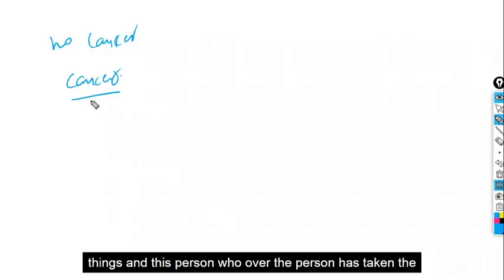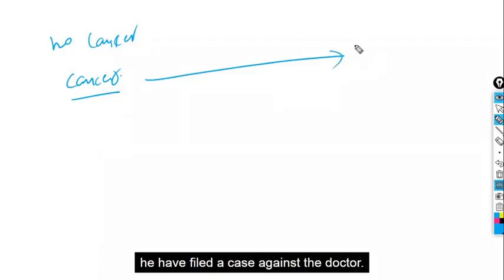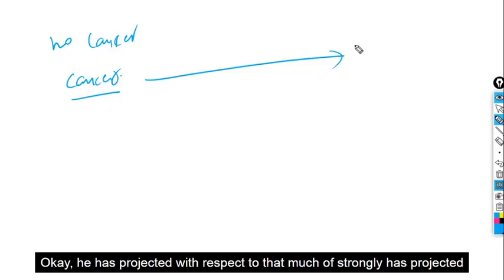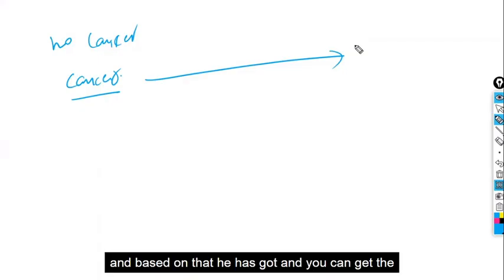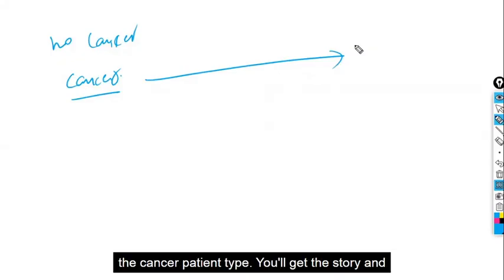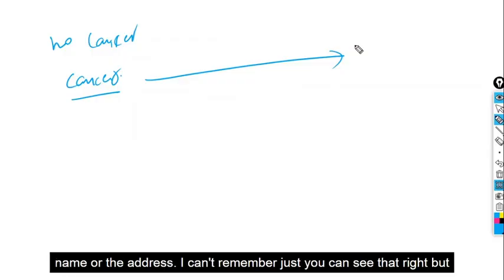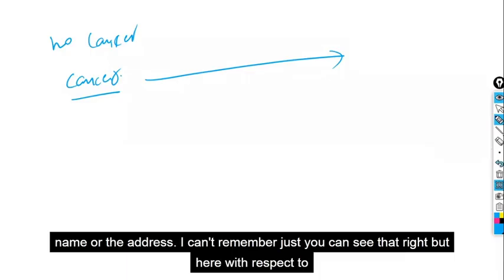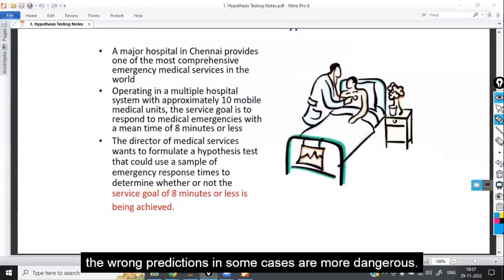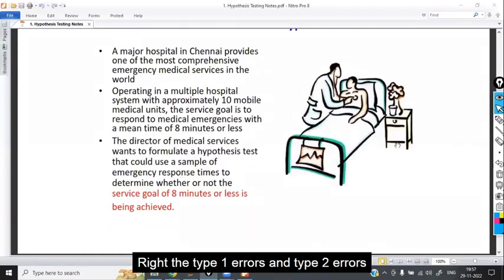This person, who had taken the chemotherapy, went to court and filed a case against the doctor, and he got around 50 crore approximately. He projected his case strongly, and based on that he got it. You can find the story by typing into Google, incorrectly predicting cancer patient, and you'll get the entire story. I can't remember the exact hospital name or the address. But here, with respect to wrong predictions, in some cases type 1 errors are more dangerous, and in other cases type 2 errors are more dangerous.